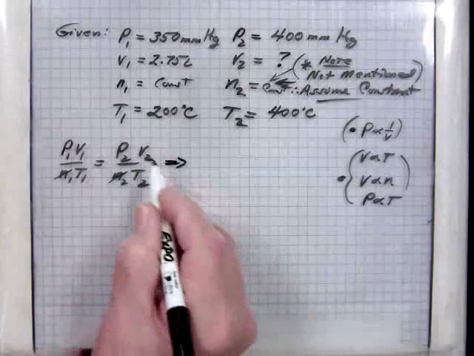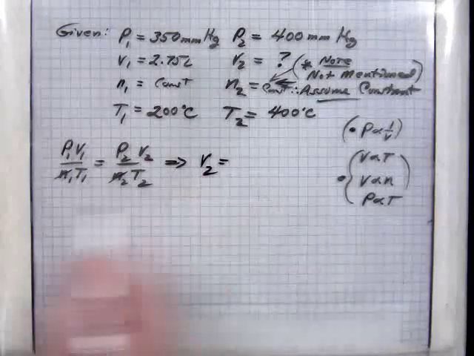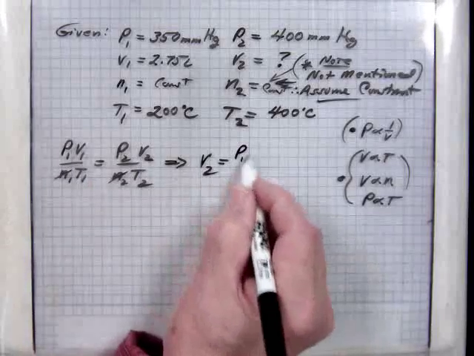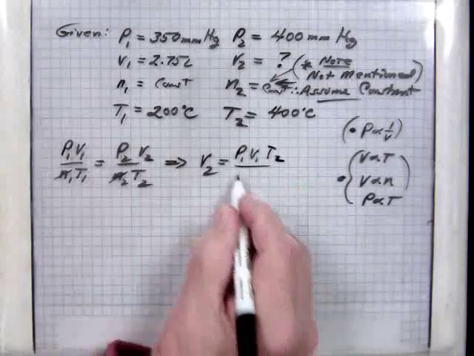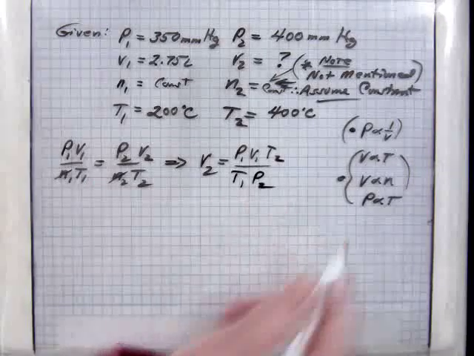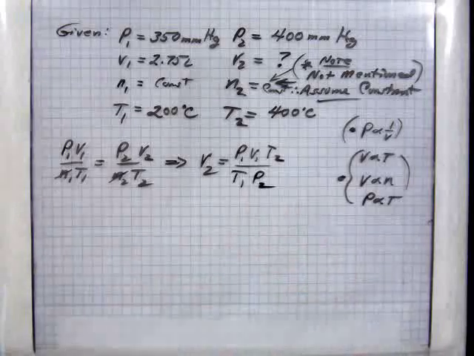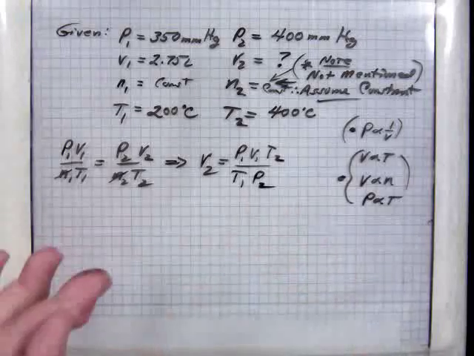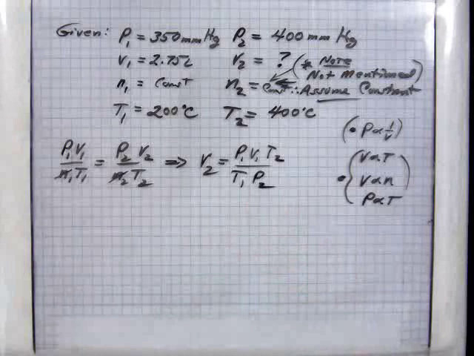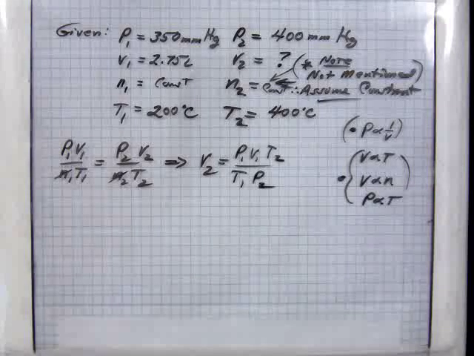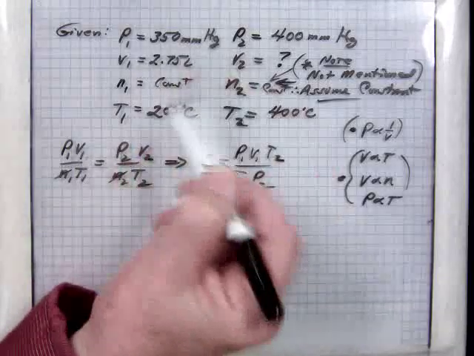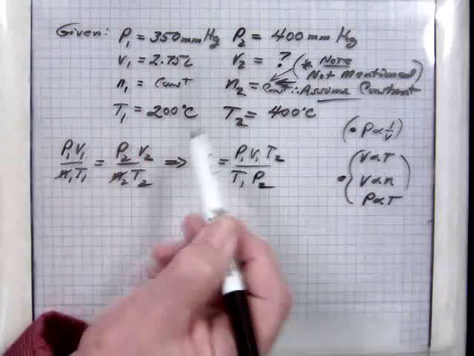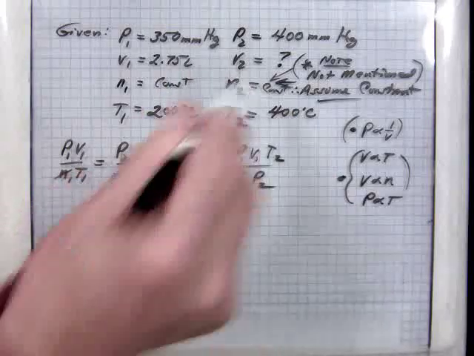And what does it want to know? It wants to know V2. And so we solve for V2, which is P1V1 T2 over T1 P2, like that, yeah? And plug in the numbers and you get an answer. Okay, and it's a volume. You good? You okay with that? You should. What it means is that you're given a bunch of data. You set it up with this relationship, PV over NT, PV over NT. Write that down and plug in the numbers, and you get a number.